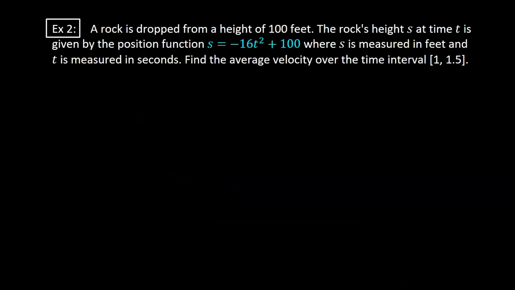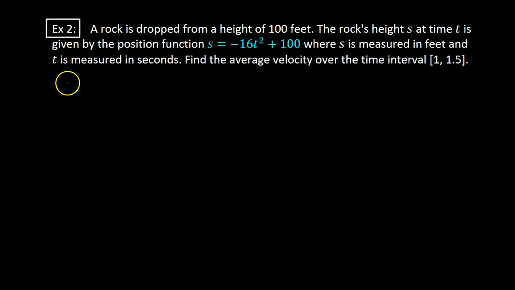Example 2, a rock is dropped from a height of 100 feet. The rock's height s at time t is given by the position function s equals negative 16 t squared plus 100, where s is measured in feet and t is measured in seconds. Find the average velocity over the time interval [1, 1.5]. So as soon as they say find the average velocity, that's average rate of change. We are looking for the slope.